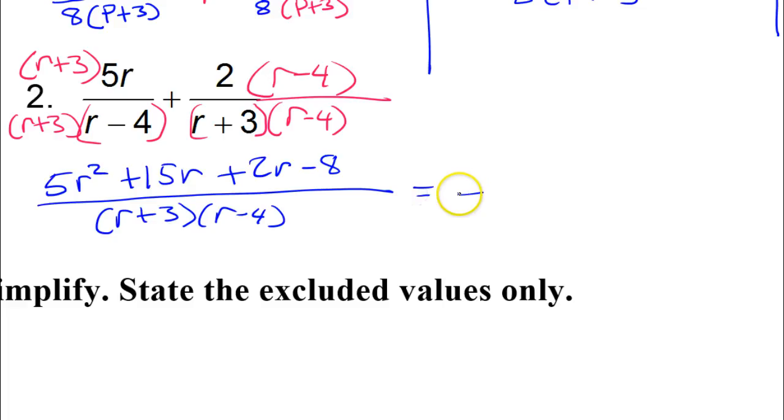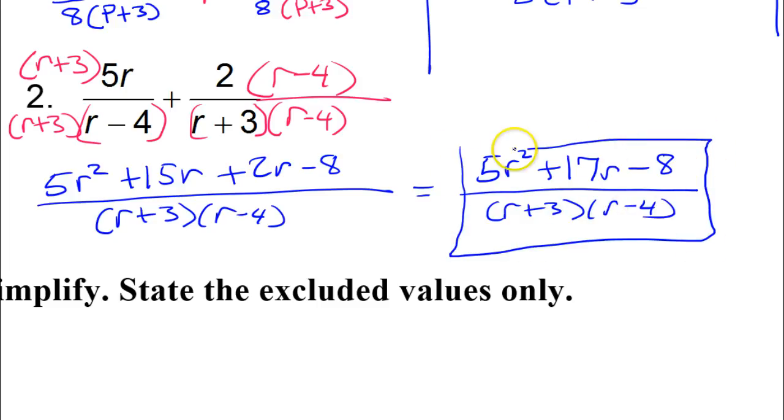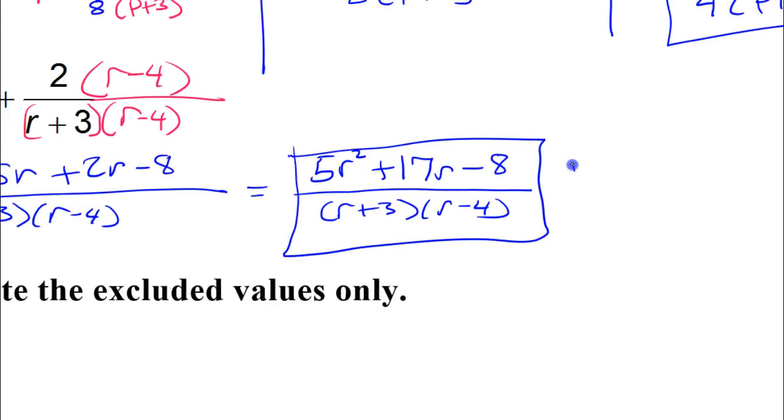And I'm going to combine my like terms. So I have 5r squared plus 17r minus 8 over r plus 3 times r minus 4. And that is the final answer, because this is unfactorable. And excluded values: r cannot equal negative 3, r cannot equal positive 4.